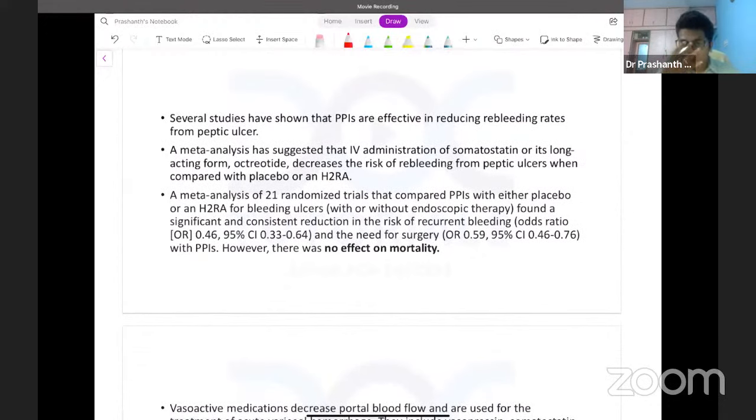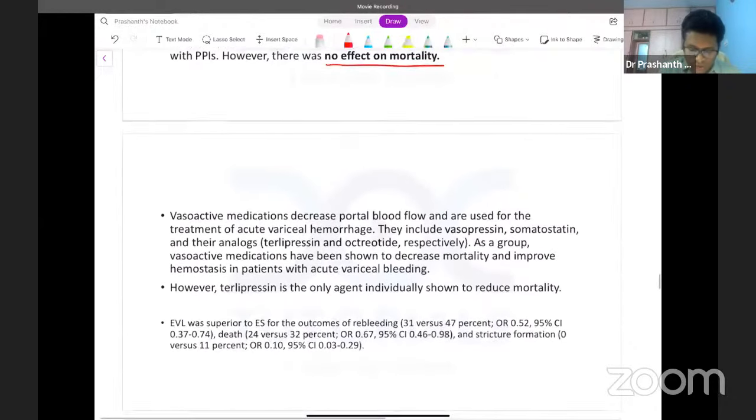Usually, what they have said is there was a big meta-analysis which researched 21 randomized control trials and compared PPI with either placebo or a histamine blocker, and it showed that there was a significant or consistent reduction in recurrent bleed and need for surgery. However, there was no effect on mortality. So this is surprising, but this is the truth according to studies.